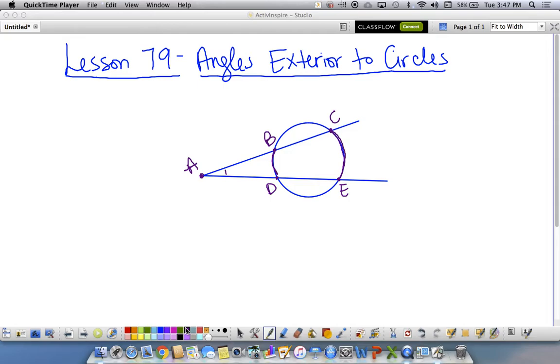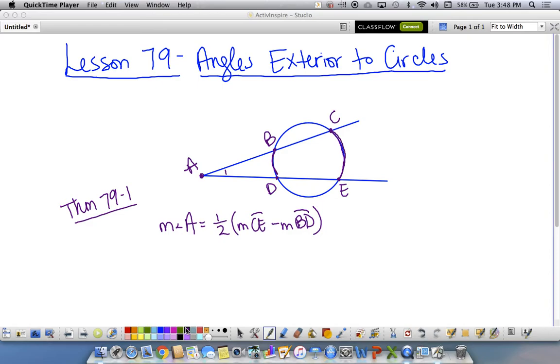So the measure of angle A will equal 1/2 the difference of the measure of arc CE minus the measure of arc BD. That's what theorem 79-1 says. That's the basic gist. We're subtracting the arcs and then we're taking half of it.